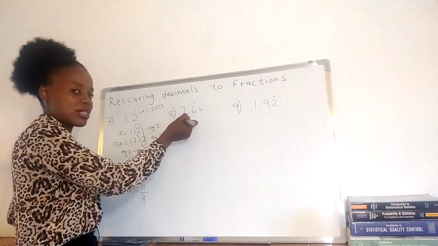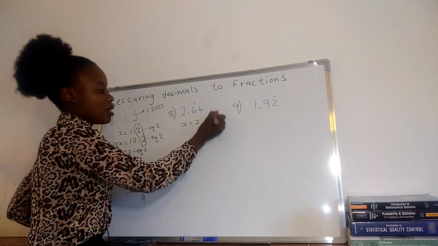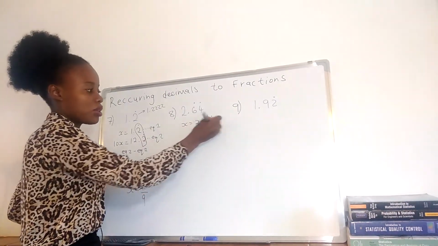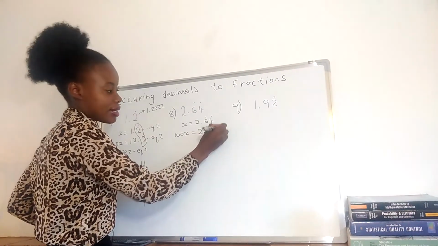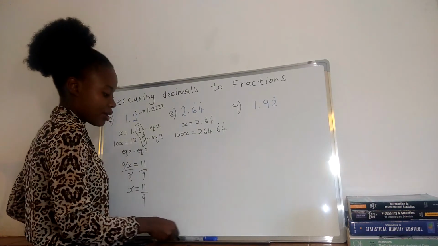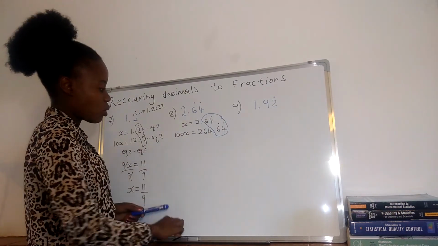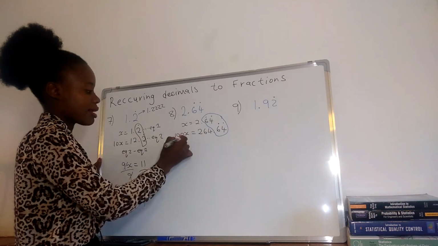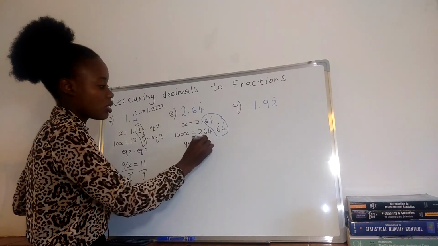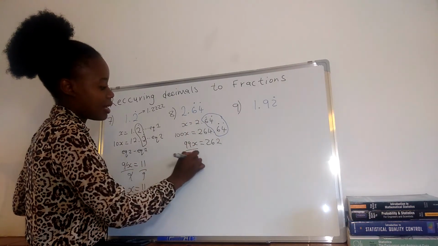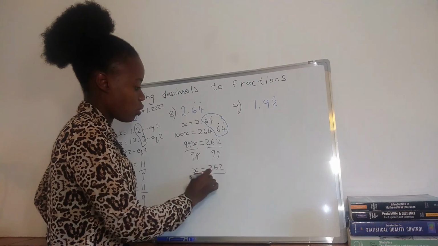Number 8, we have 2.64 recurring. So x equals to 2.64 recurring. We want another equation where immediately after the decimal it's a recurring number. So we multiply by 100. So we're going to have 100x equals to 264.64 recurring. Immediately after the decimal is recurring. After that, these ones after the decimal they're going to cancel each other. We're going to be left with 100x minus x is 99x equals to 264 minus 2 is 262. We divide by 99 both sides. So x is equals to 262 over 99.